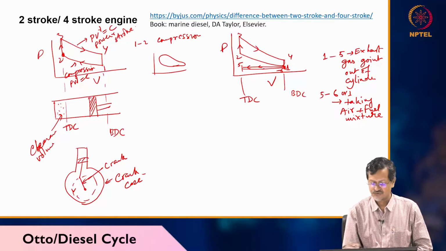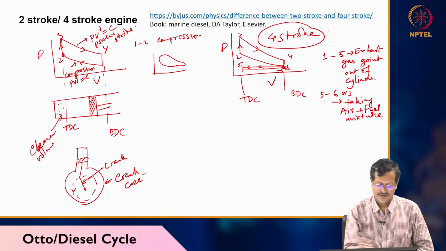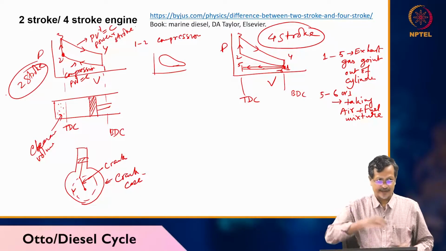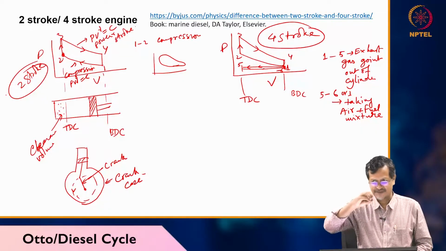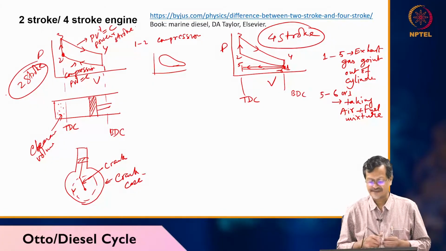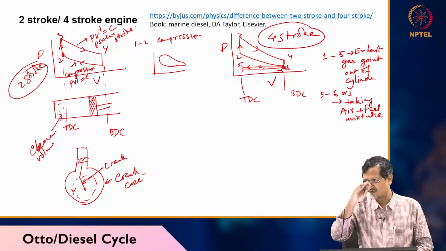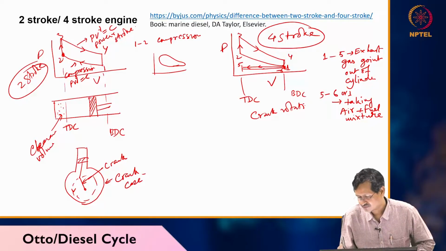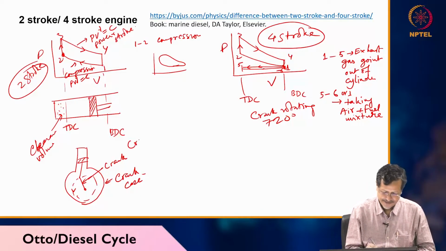Now you can see this is the 4 stroke engine, and this is the 2 stroke. In the 2 stroke, what is happening? The crank rotates 360 degrees and one compression and one expansion happen. But in the 4 stroke engine, 720 degrees of rotation happens, and then you get one compression and one power stroke. So the crank rotates 720 degrees.